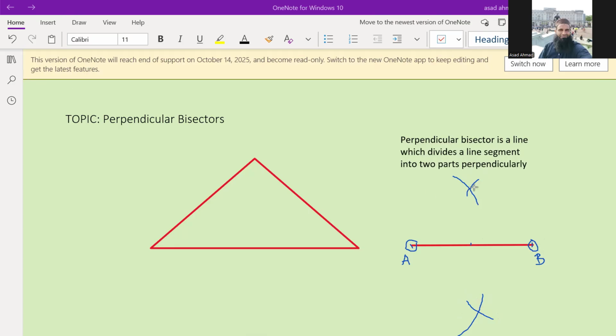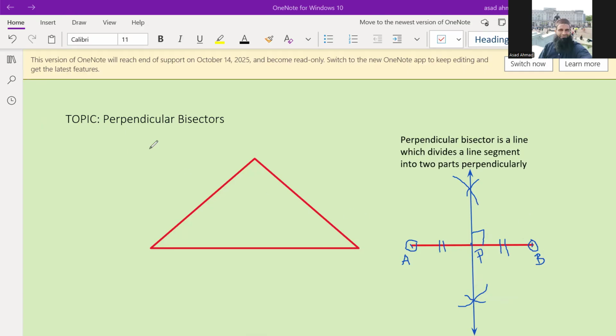So by joining these two intersecting arcs like this one, we will be able to make a perpendicular bisector. So my point is that we just need to open the compass, and by joining the intersecting arcs, we will be able to get the perpendicular bisector. Now this perpendicular bisector has divided AB into two equal parts, like for example A to P and P to B. And one more thing, there will be a 90-degree angle. So this is how we have to draw the perpendicular bisector on a line segment.